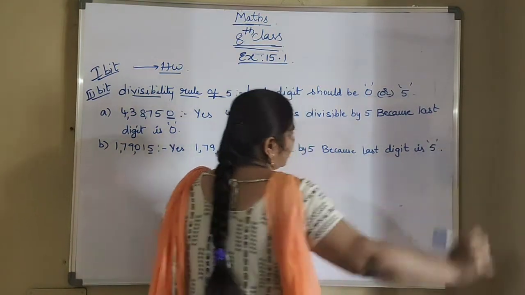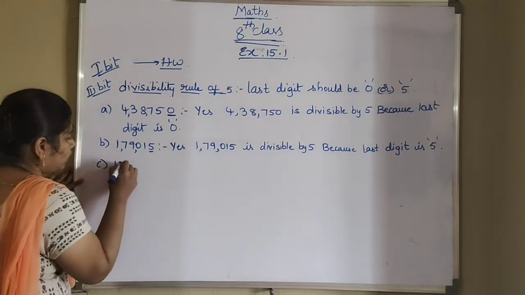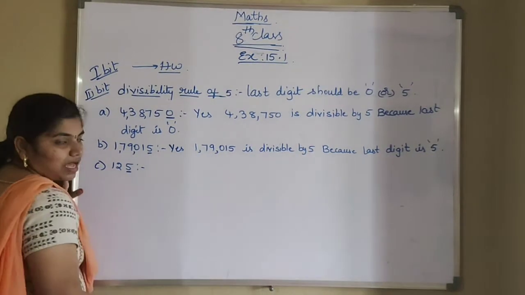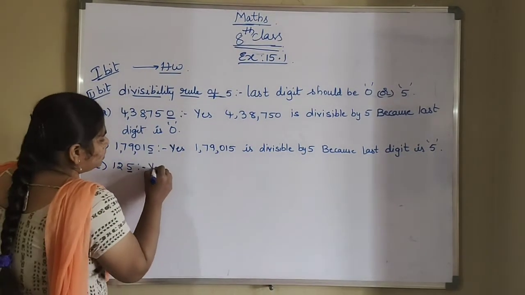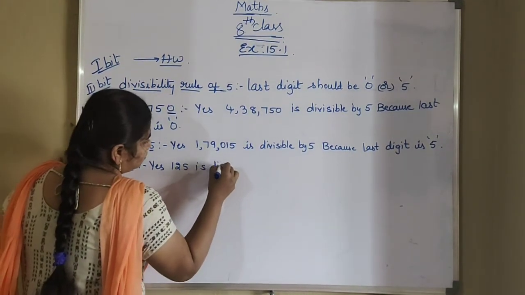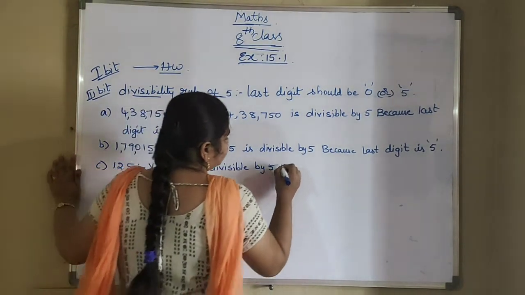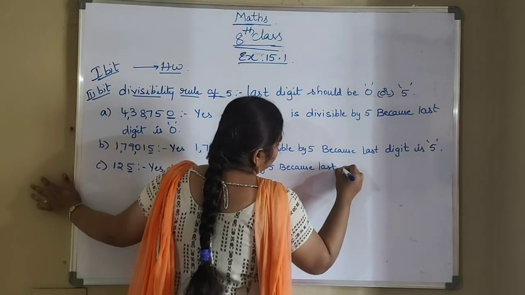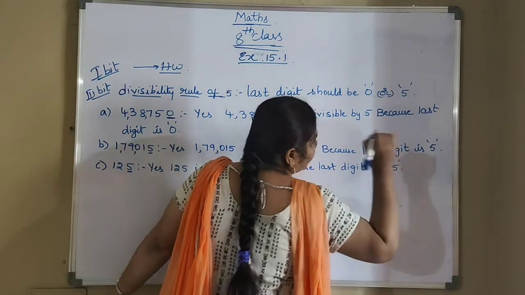Last digit is 5. Next is C bit. 125. So what is the last digit in this case? 5 is the last digit. So this number will also be divisible by 5. So yes, 125 is divisible by 5 because last digit is 5 again.